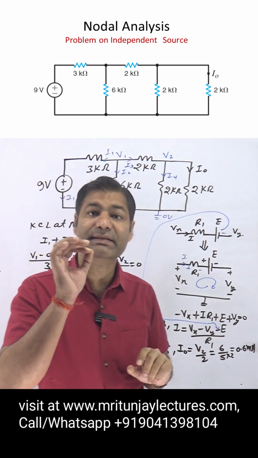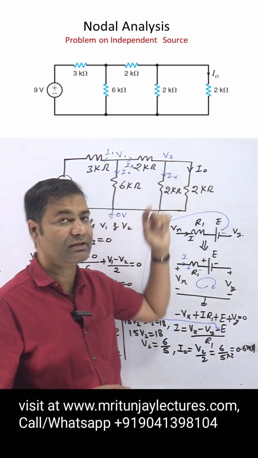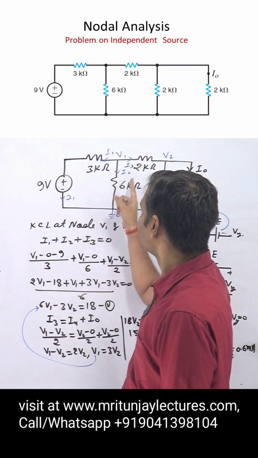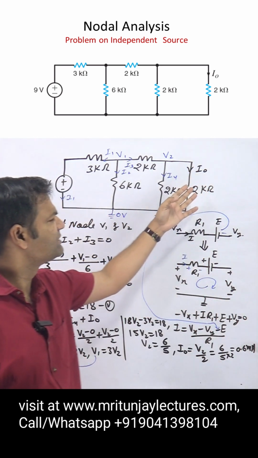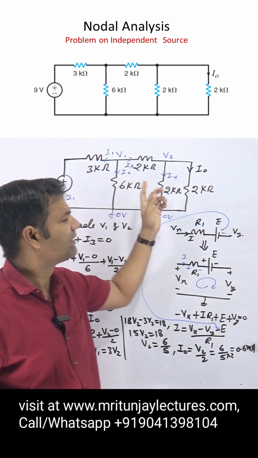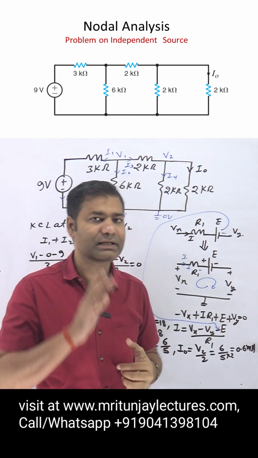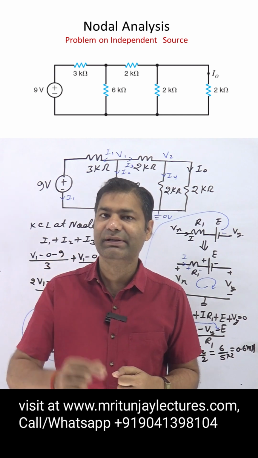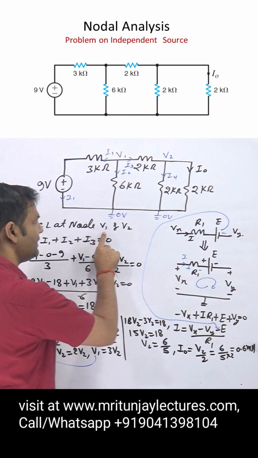Now the next target: what about the branch currents? We decide the branch currents: here I1, here I2, here I3, here I4, here I0. Clear? All branch currents are marked first: I1, I2, I3, I4, I0. Our motto I0 is given, so only I1, I2, I3 and I4 need care. The next target is to apply KCL at node V1 and node V2.